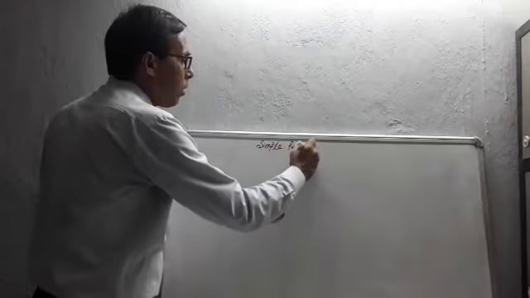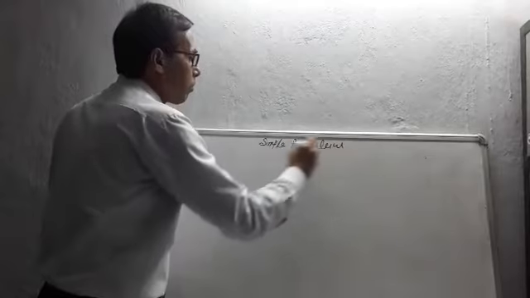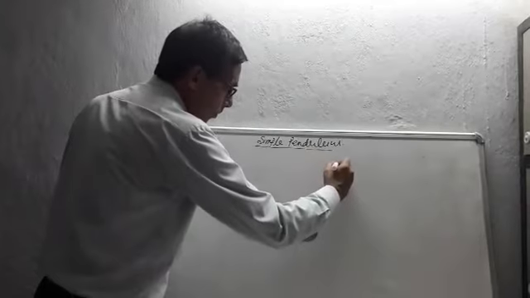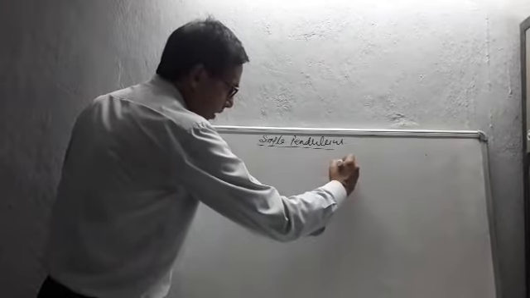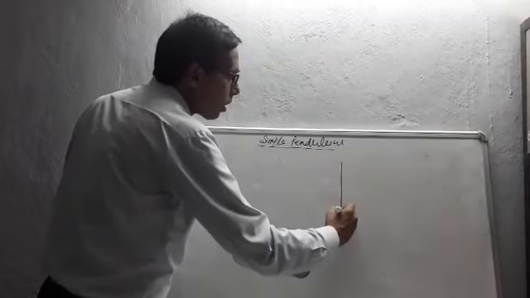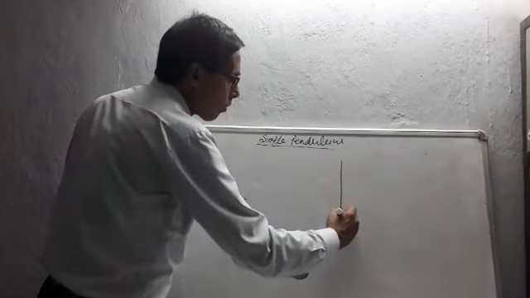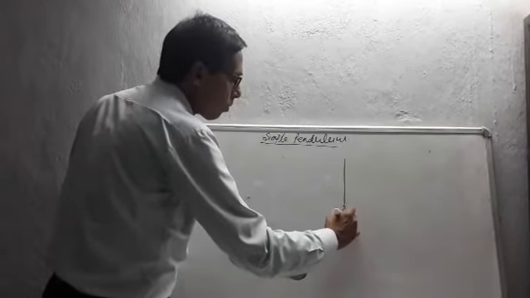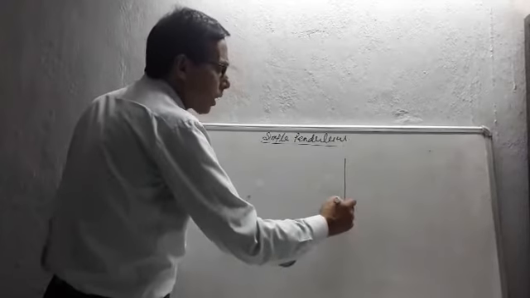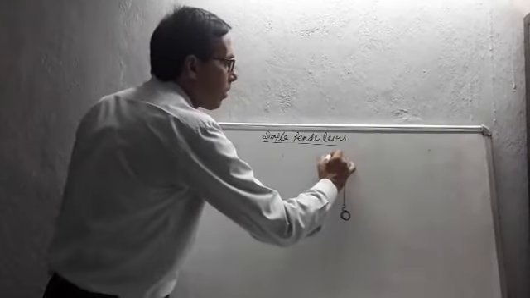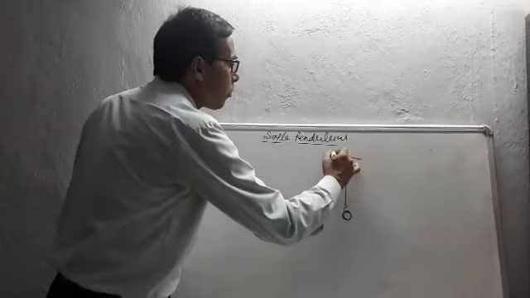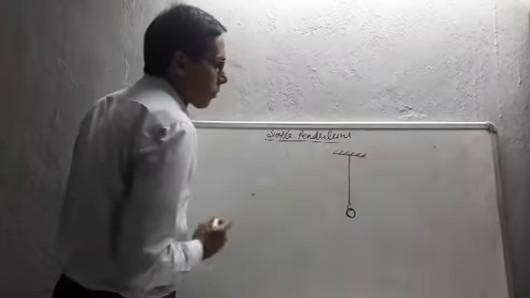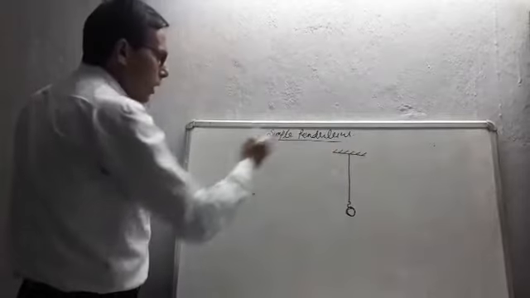Simple pendulum. What is a simple pendulum? In a simple pendulum we take a small metal ball which is suspended by a long thread and which is fixed to a rigid support. So what is a simple pendulum?